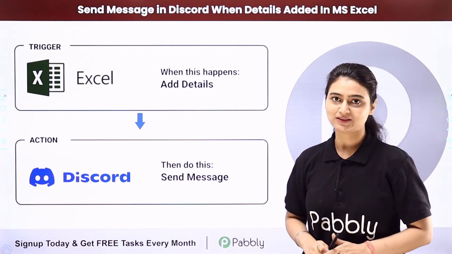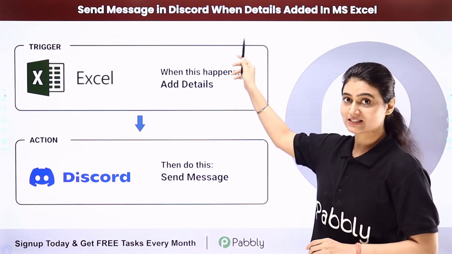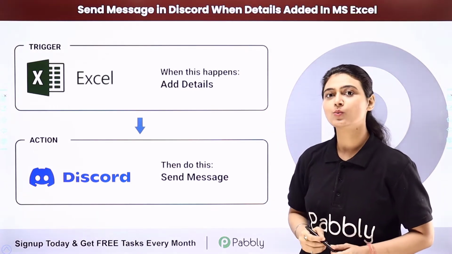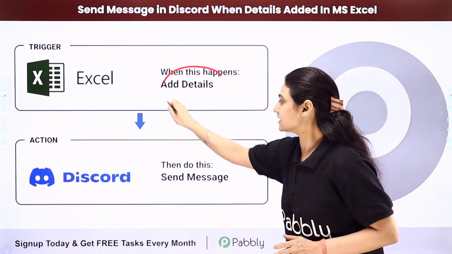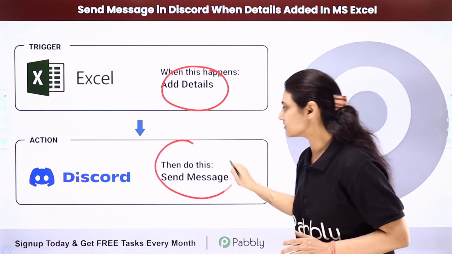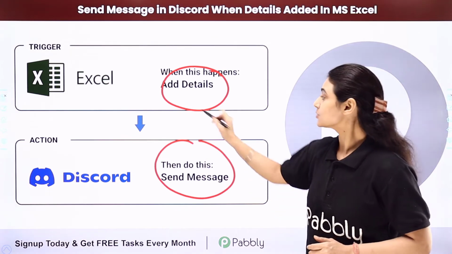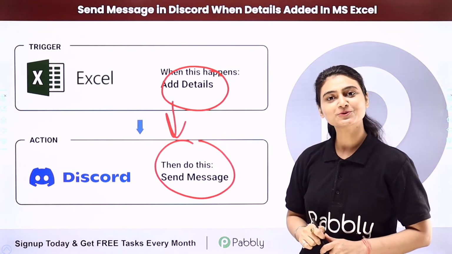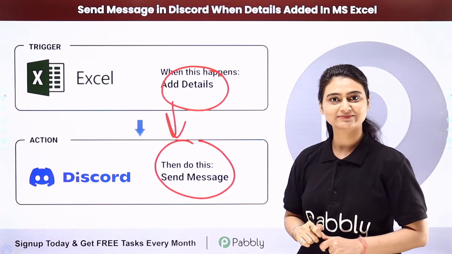In this video, we will learn how you can automatically send a message in Discord when details are added in MS Excel. So let's say you want whenever details are added in MS Excel, a message should be sent in Discord to your customers, clients, or say teammates. So we are going to automate this entire process using Pabbly Connect. Come to my screen to see how we do this.